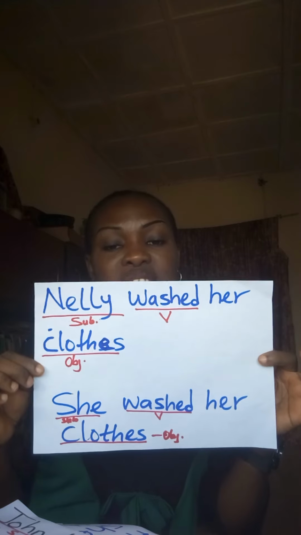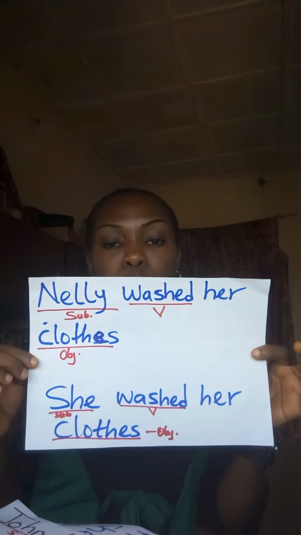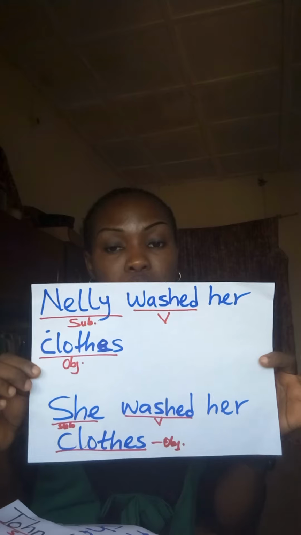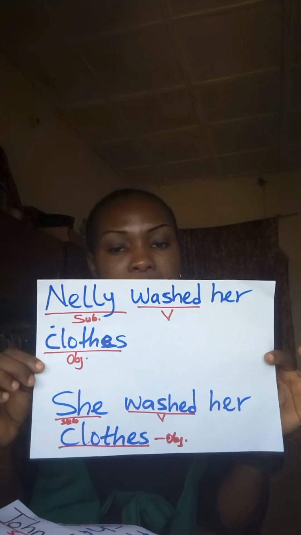What's the verb? What's the action that was performed in this sentence? Is the action of washing. Who performed the action of washing? Nelly. Therefore, Nelly is the subject of this sentence. And who or what received the action of washing in this sentence? Her clothes. So, while Nelly is the subject of this sentence, the object of the sentence is her clothes.